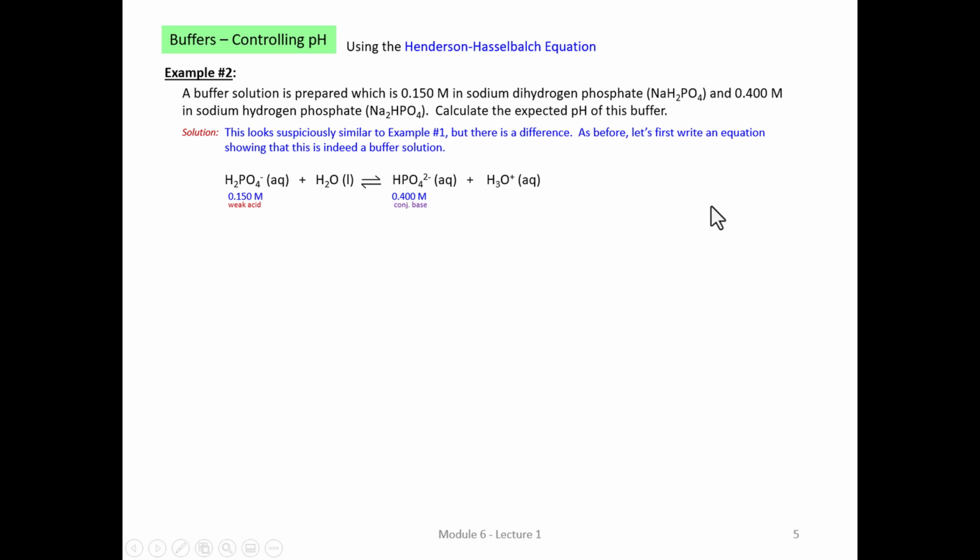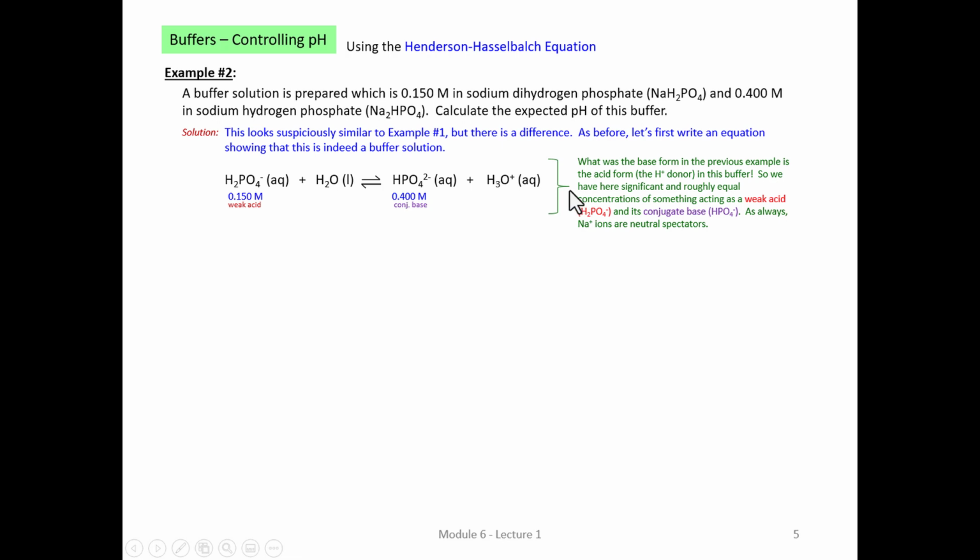Now, the curious thing here is that what was the base form in the previous example is now the acid form, or the H plus donor, in this buffer. H2PO4 minus is capable of either taking or giving hydrogen ions. So we have here significant and roughly equal concentrations of something acting as a weak acid, H2PO4 minus, and something acting as a base, HPO4 2 minus.